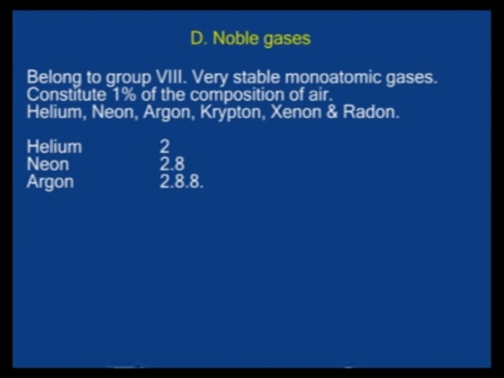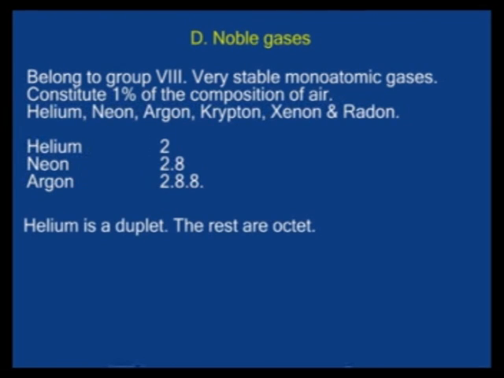Noble gases are found as free atoms and not diatomic like halogens. They constitute about 1% of the composition of the atmospheric gases. Now, noble gases include helium, neon, argon, krypton, xenon, and radon. The electron arrangement for the first three is 2 for helium, 2,8 for neon, and 2,8,8 for argon.